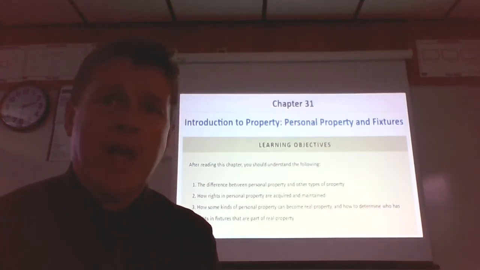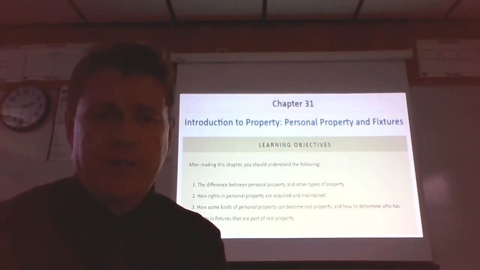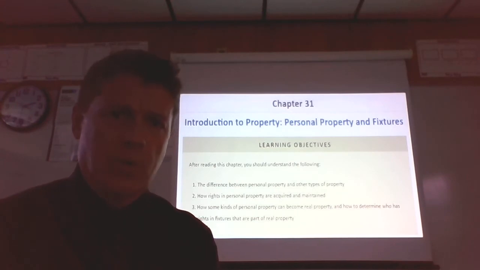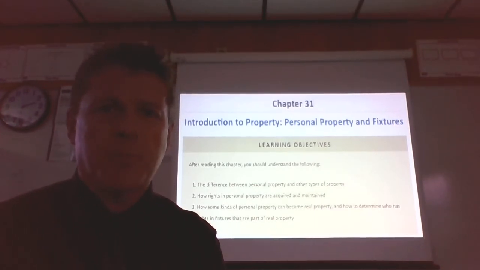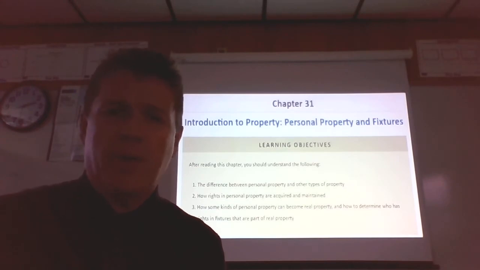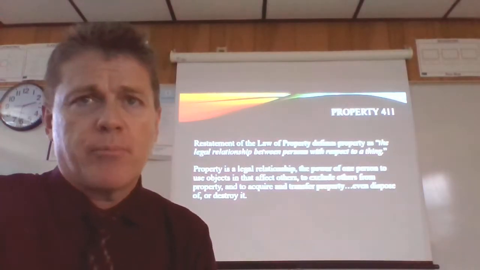Today we're going to be looking at Chapter 31, which involves an introduction to property, personal property, and fixtures. What we're looking at in this chapter in terms of the overall learning objectives: understand the difference between personal property and other types of property, understand how rights in personal property are acquired and maintained, and also how some kinds of personal property can become part of the real property, sometimes referred to as fixtures. And so that's going to be the overall focus for this chapter.